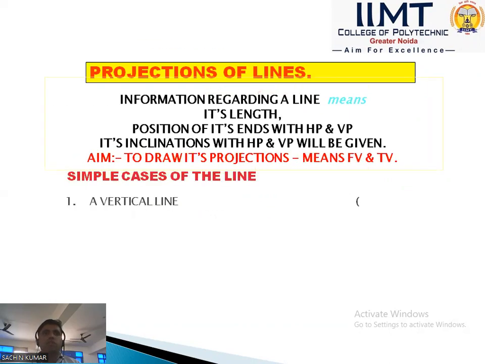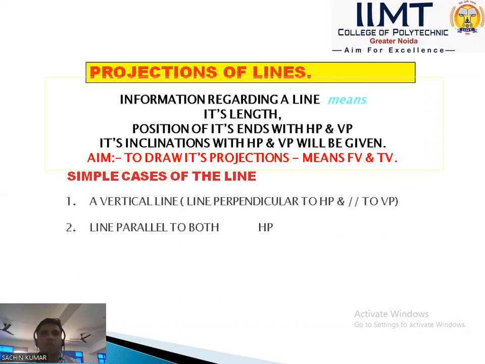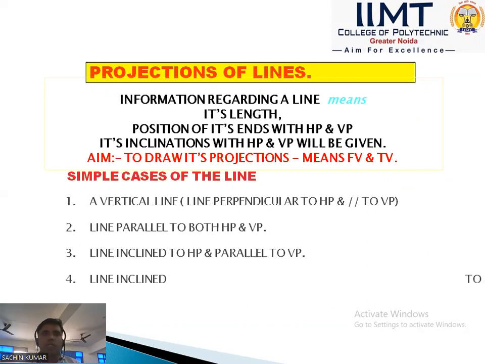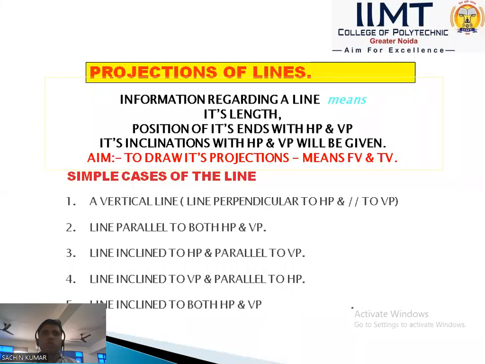First, in the simplest case, a vertical line. A vertical line means perpendicular to the horizontal plane and parallel to the vertical plane. Then a horizontal line, perpendicular to VP and parallel to HP, a line parallel to both planes HP and VP, a line inclined to HP and parallel to VP, and a line inclined to VP and parallel to HP. And the most important topic is the line inclined to both HP and VP. So first we discuss the simple case.